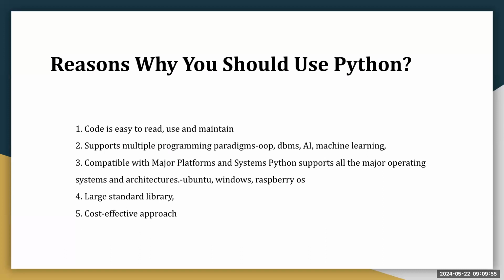There are so many libraries for AI, machine learning, and DBMS or OOP, like arrays. If you consider arrays, there are several types of libraries, like NumPy. For AI, there are Keras and TensorFlow, like that.